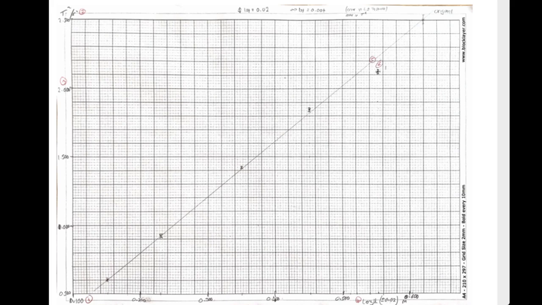Alright, other little things to look for then are line of best fit. Don't do daft things like make it go through the origin.